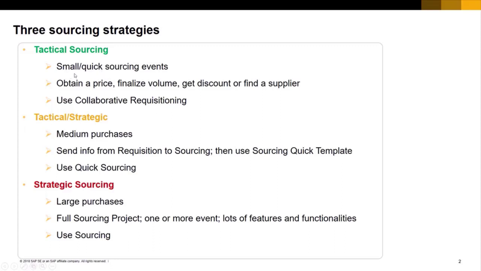Note there's 3 categories of sourcing, and the one I showed is the tactical sourcing using the collaborative requisitioning. For medium purchases, you may want to use quick sourcing, which is taking the information from the requisition and sending it to sourcing. It's automated. You click on the quick sourcing button, and then within sourcing, you would use a quick sourcing template. Upon completion, after award from within sourcing, that information will come back and update the requisition. And then for the large purchases, you would use strategic sourcing, full-fledged projects, much larger events, lots of features and functionalities using the sourcing tool.